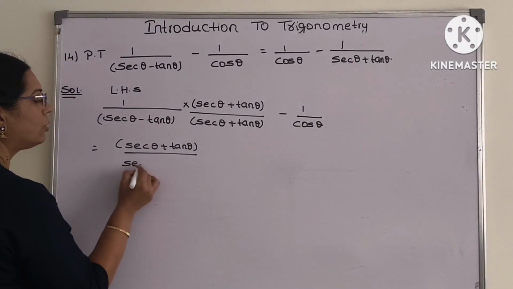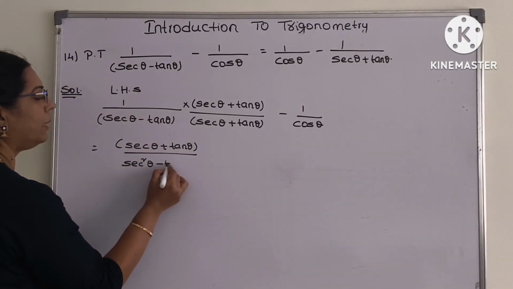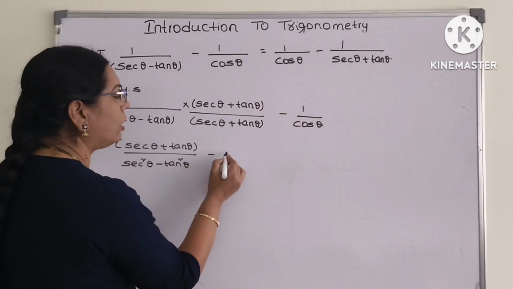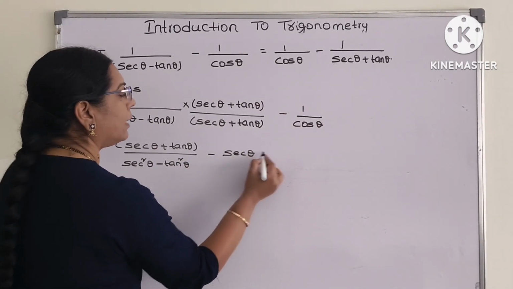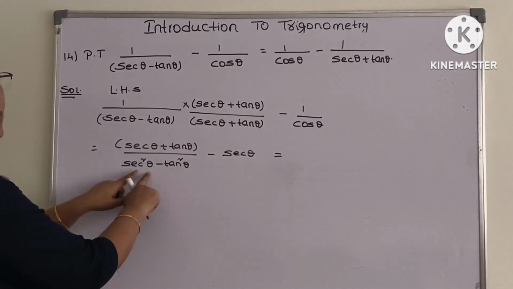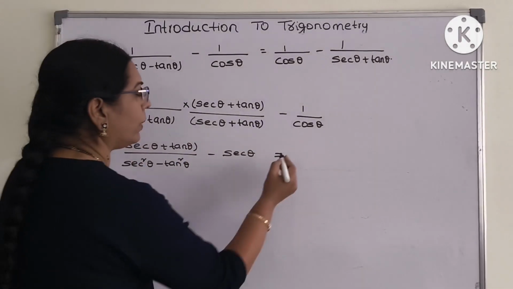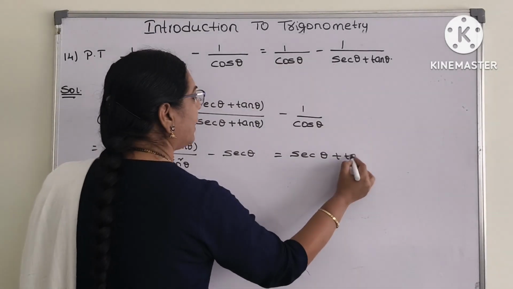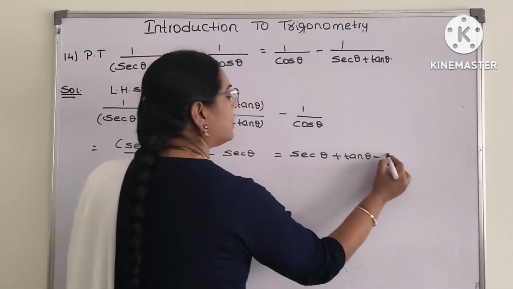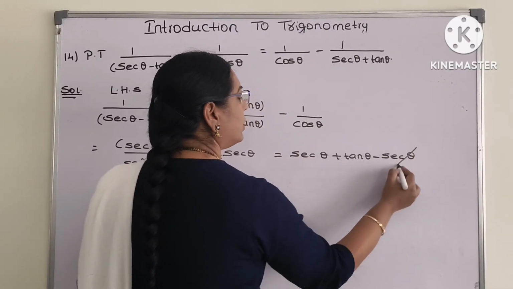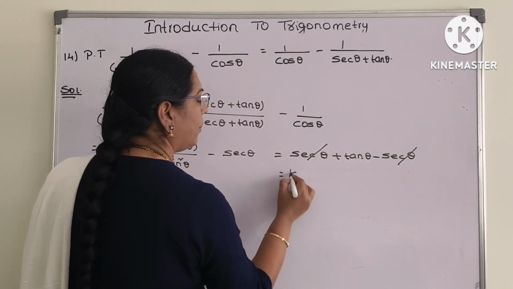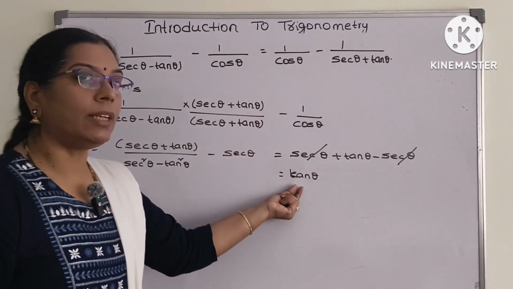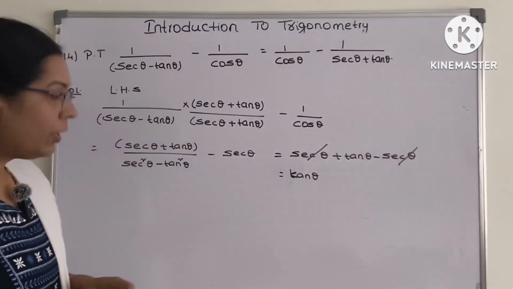So this would be secant theta plus tan theta by, and the denominator is of the form a square minus b square, so it will be secant square theta minus tan square theta, minus, what is 1 by cos? 1 by cos is secant theta. And you know secant square theta minus tan square theta is 1. So basically this can be written as secant theta plus tan theta minus secant theta. So secant will be cancelled. I am left with tan theta. So on simplification, I came across tan theta.